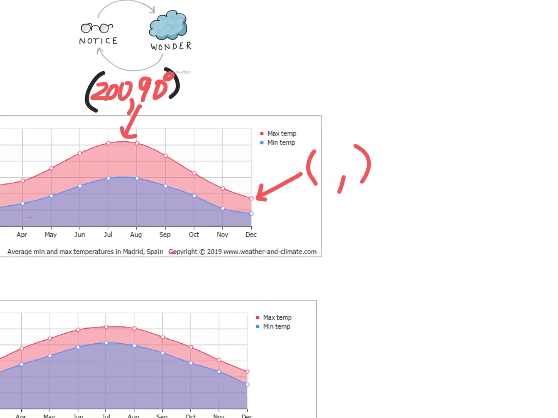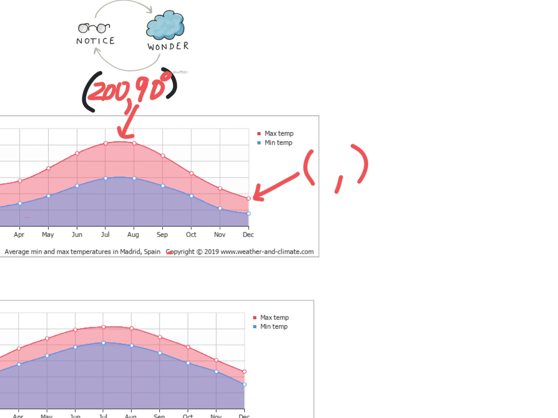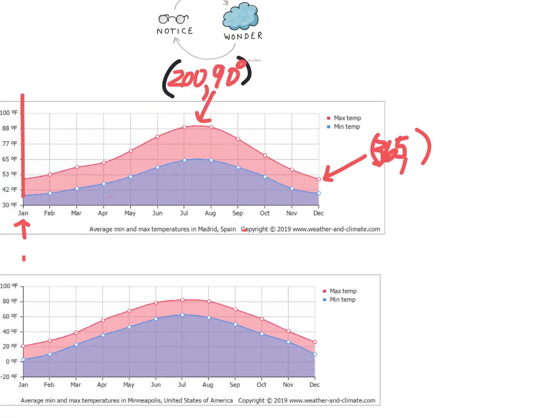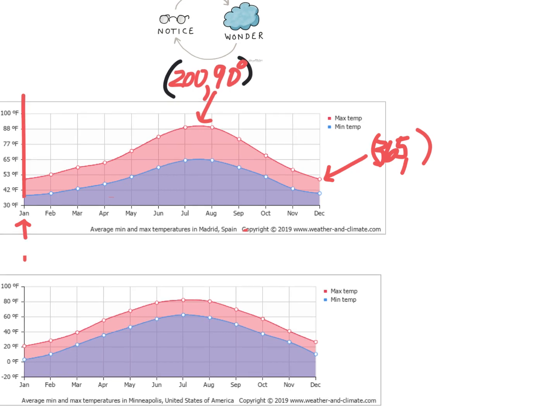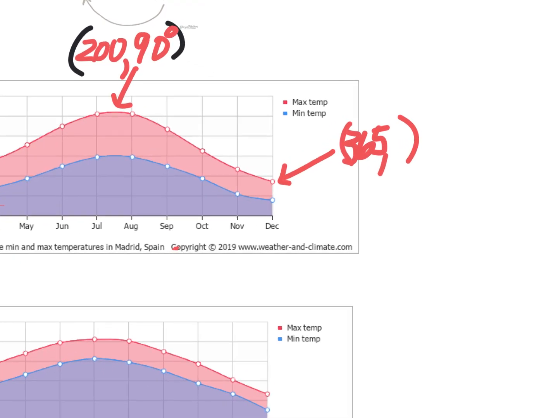And then what should the last day of the year be? 365. Comma, and then that temperature should be about, well, it's a little lower than 53, so let's call it 50. Nice round number.